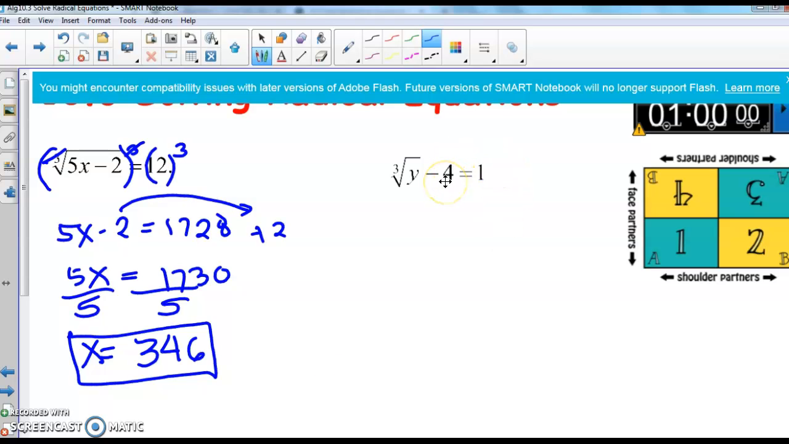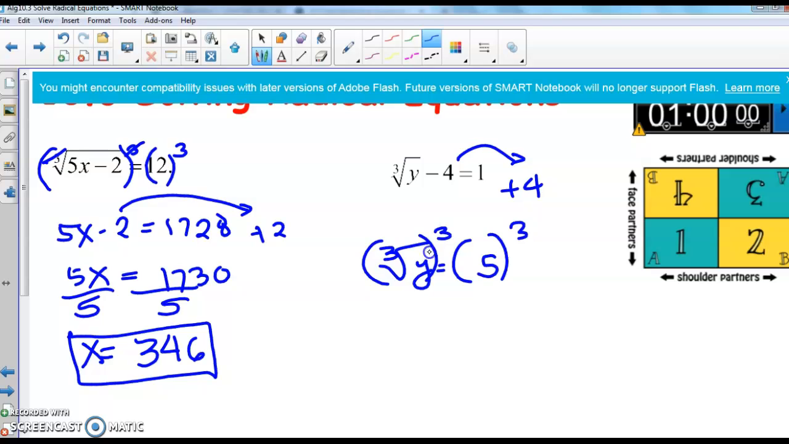Okay, let's do this. So move the 4 over, becomes plus 4. So cube root of y is equal to 5. And then you cube both sides, so they cancel. Y is equal to 125. So let's see. Cube root of 125 is 5, because 5 times 5 is 25, times 5 is 125. So this is 5. 5 take away 4 is 1.